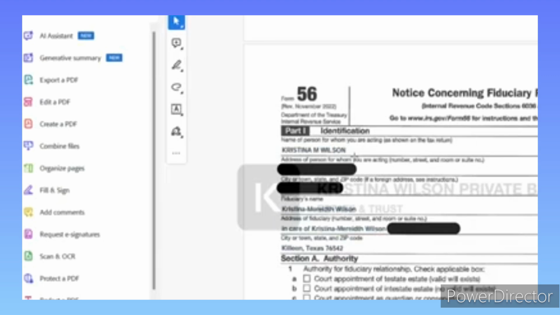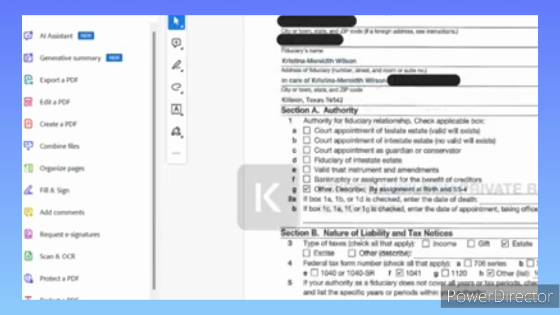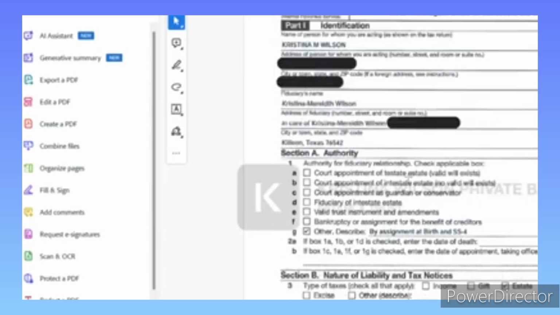So I opened up my estate. I appointed my fiduciary, which is the executor of my estate. I appointed them as fiduciary over that taxpayer, because I'm sending my fiduciary to my taxpayer, who I chartered away.